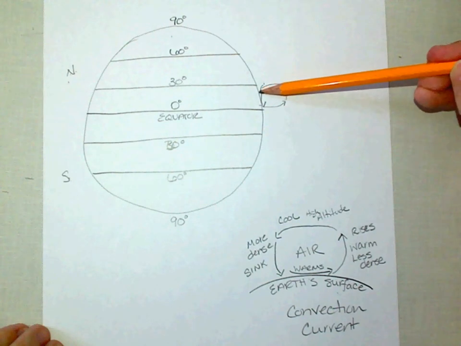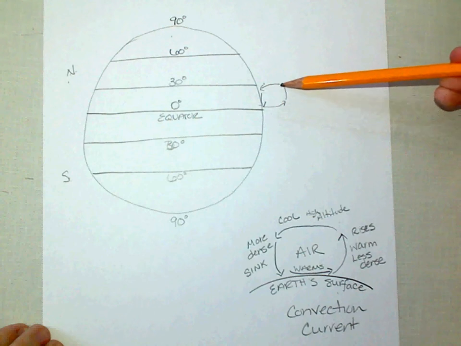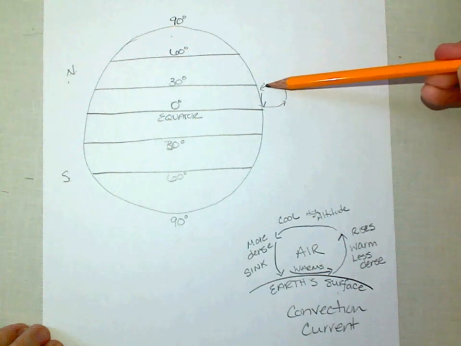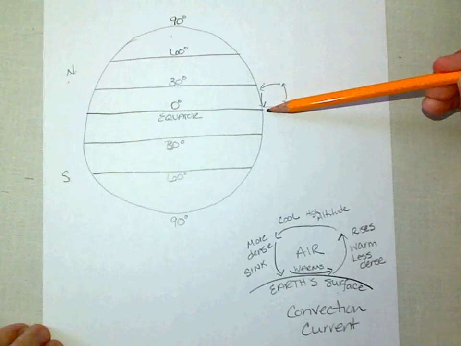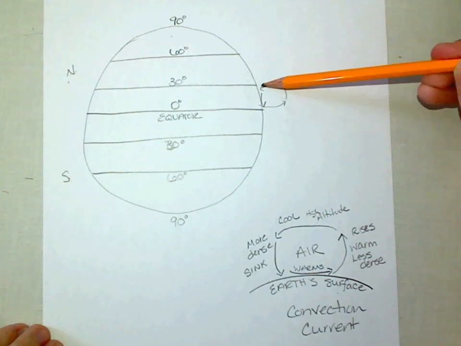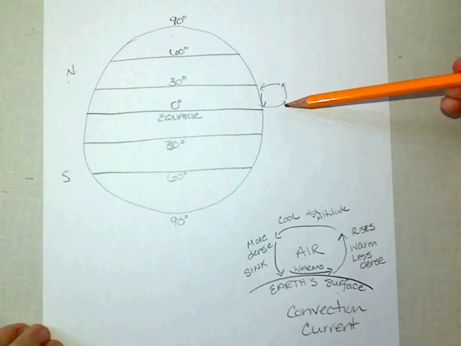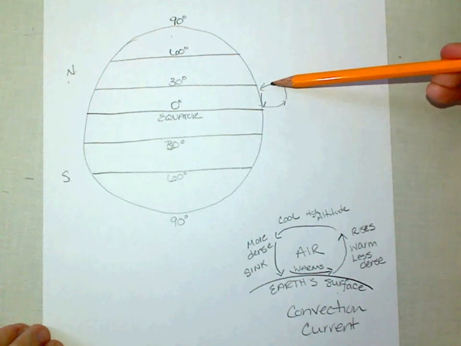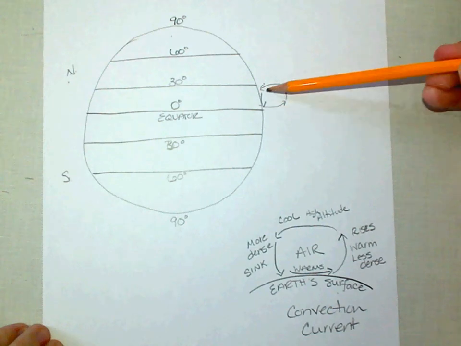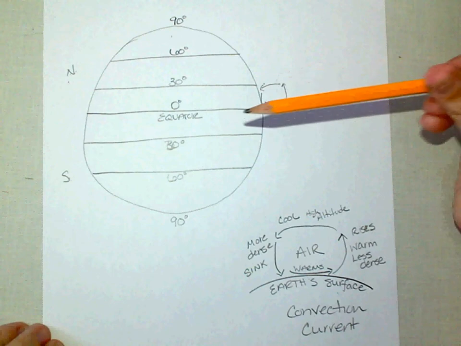Warm air rises, more dense, cool air sinks, warm air, less dense, rises, cool air, more dense, sinks. Well, if it's happening in the northern hemisphere, it's happening in the southern hemisphere. So it's kind of following right along here in the opposite direction.